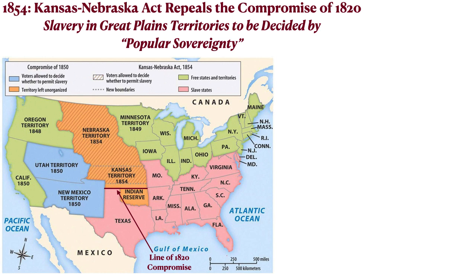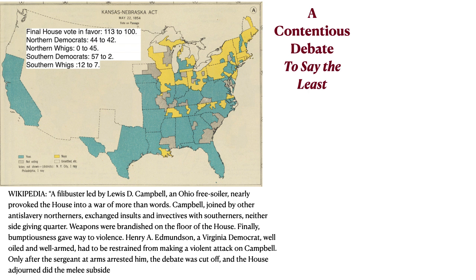But the proponents of popular sovereignty like Stephen Douglas and Lewis Cass were really pushing for a new situation where the settlers, the white settlers in those areas, could decide whether they wanted slavery or not. So popular sovereignty is going to be the issue. This was a contentious debate, to be sure. It's very interesting to look at the map. I actually was able to find a map here of the congressional vote, the final House vote of the Kansas-Nebraska Act.